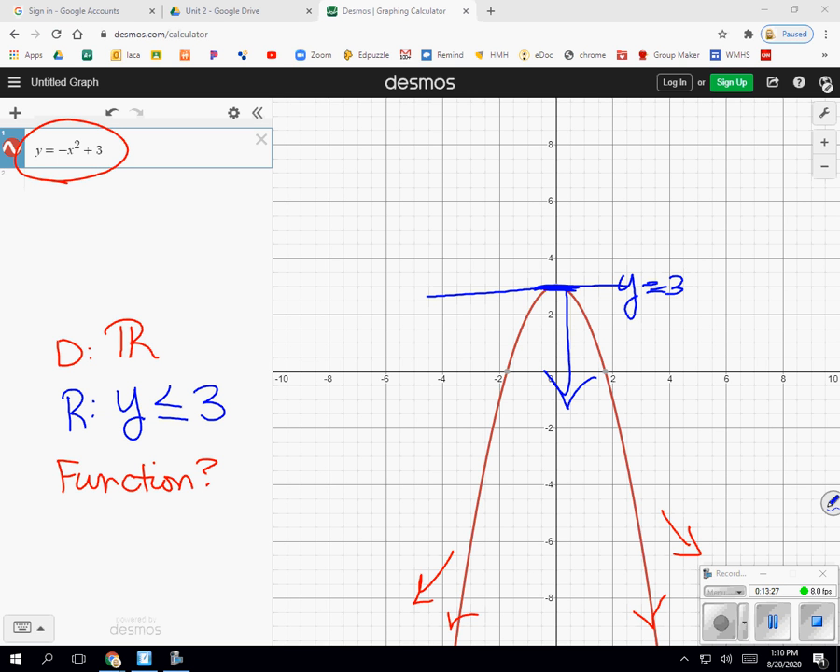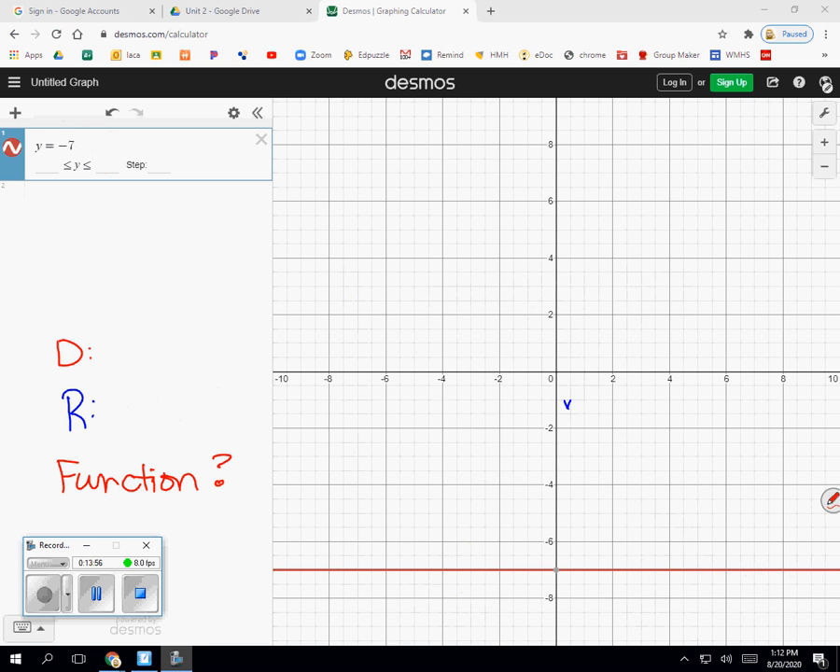Now, is this a function? If I took a vertical line, get a green vertical line here, and I ran it across this graph, is it touching that graph in more than one spot? No, it is not. So yes, this is a function. We no longer need the question mark. We know that it's a function.